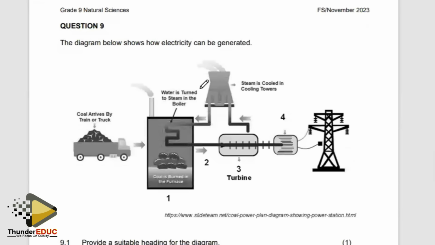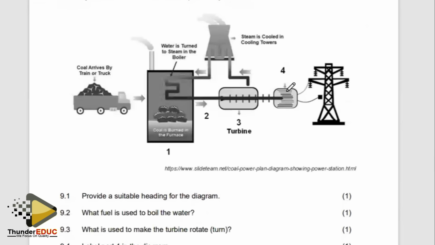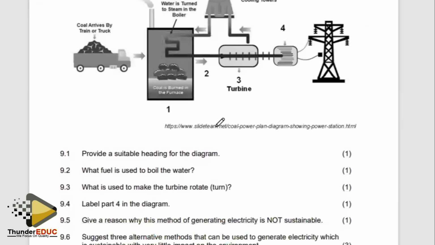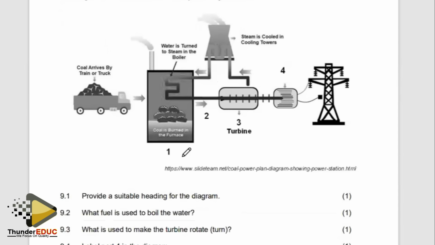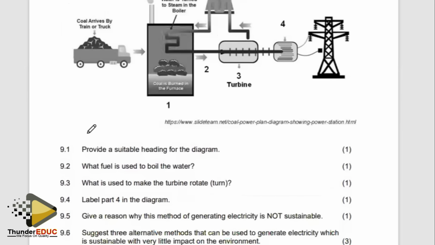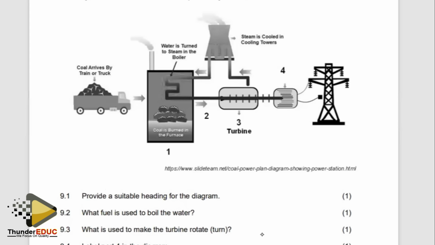The diagram below shows how electricity can be generated. Whenever you are given a diagram, you need to analyze the diagram. You need to focus on the diagram. So we have 9.1. Provide a suitable heading for this diagram. This is a power station. You can even check here, the diagram shows a power station. So this is a power station.